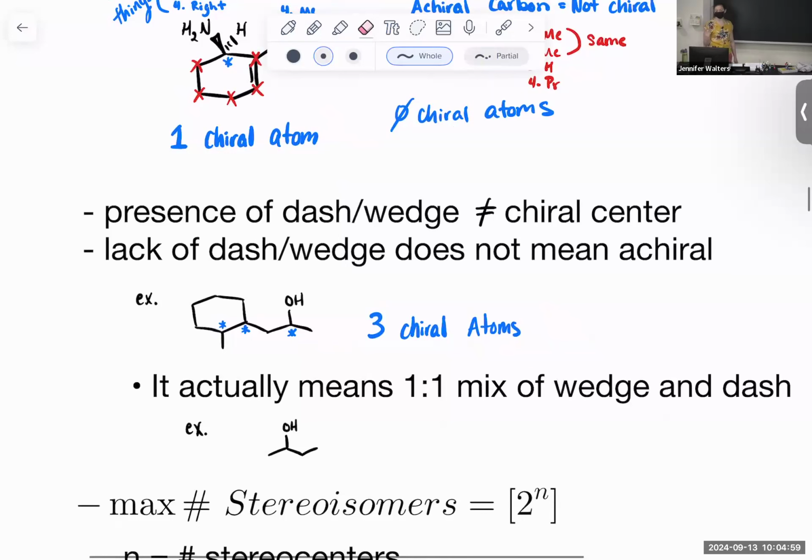Having a wedge and a dash does not mean it is chiral. Lacking a wedge and a dash does not mean that it's achiral, not chiral. You always need to check to see if you have 4 different attachments to that carbon.